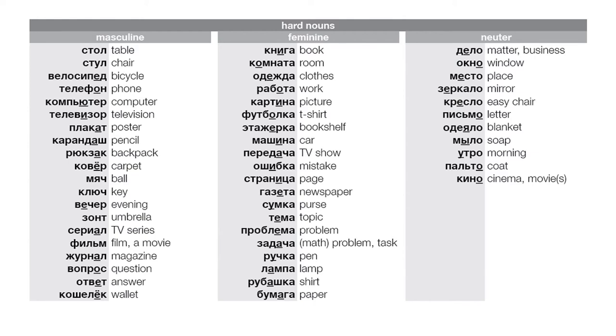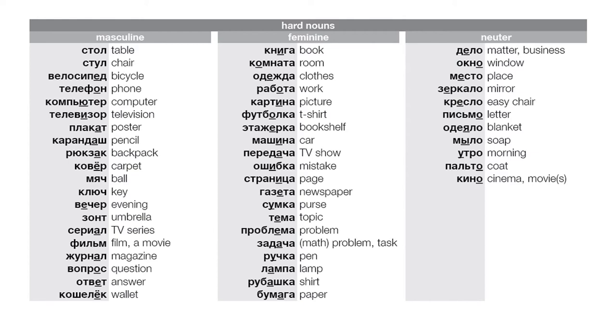We see the ending is о for hard neuters. Again, let's think о, not ё, right? A ё or a ye, for that matter, could mark a soft neuter. But here we don't have a soft vowel in these endings. We have a hard, so to speak, vowel, о. These are hard neuter nouns.